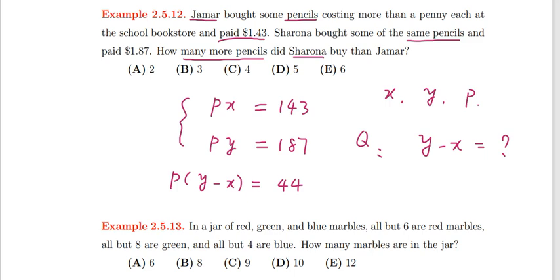So we can factor 44. We can put 44 as 4 times 11, or what others? So only 4 times 11, right? So we can say maybe p equals 4, then y minus x equals 11, or p equals 11, so y minus x equals 4.